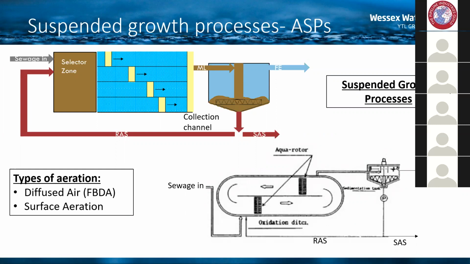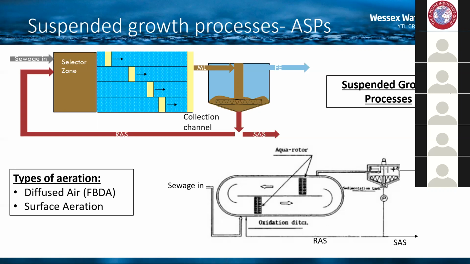There are different types of configurations of these activated sludge plants and different types of aeration that can be used. In the lane example at the top, we would typically use fine bubble diffused air, which is a bit like the bubbles you get in a jacuzzi. Another example of how we can get air into these systems might be a surface aerator.